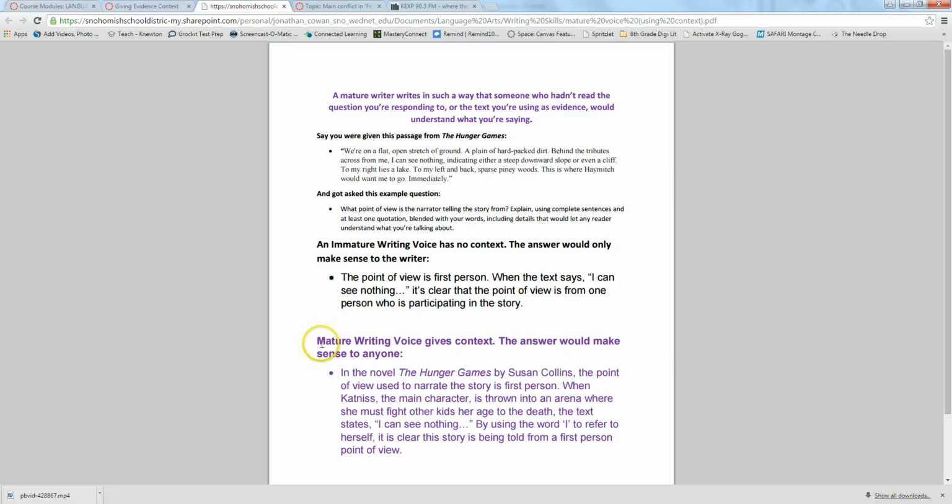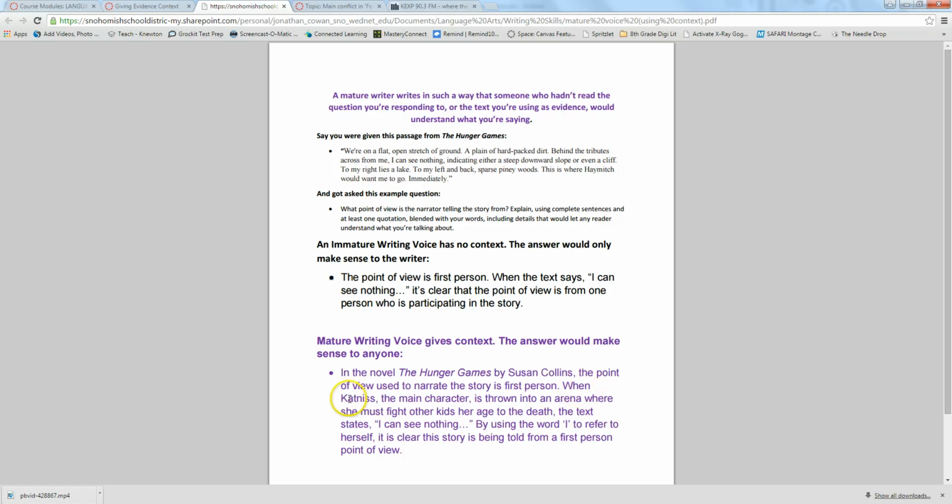Here's an example of how a mature writing voice would be used to give context. A more mature writing voice knows that their reader probably doesn't have all the information that's in their head. And so they need to drop little bits of information to their reader to help their writing make sense. It says in the novel The Hunger Games, and we can assume any reader could pick this up and be like, okay, cool, I know what a novel is. I assume that The Hunger Games is a novel. By Susan Collins, great, even better, I can go look it up. The point of view used to narrate the story is first person. Okay, this totally makes sense to me.